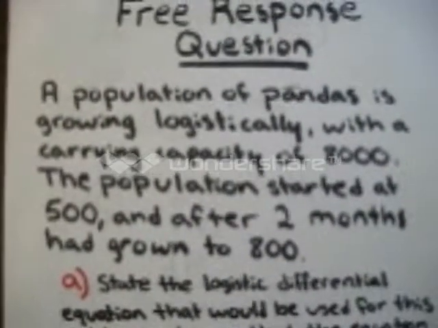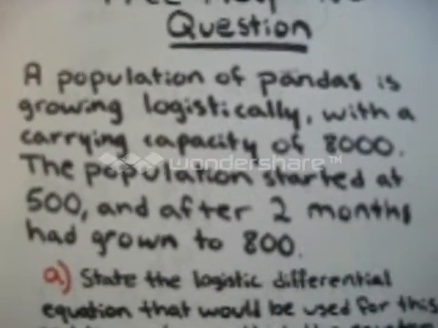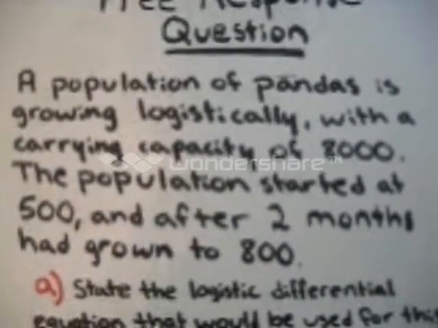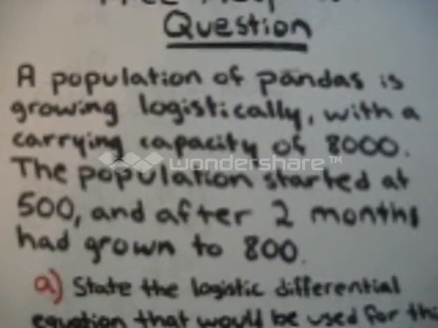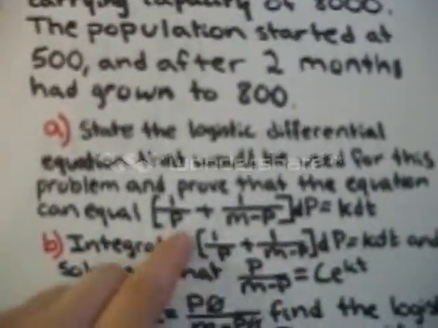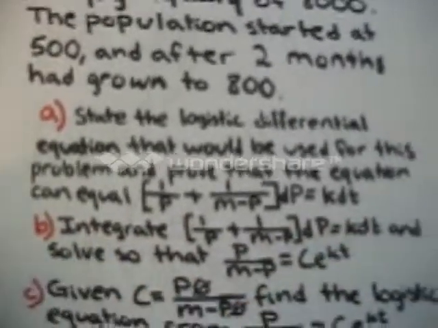Anessa and Courtney's free response question. A population of proliferating pandas is growing logistically with a carrying capacity of 8,000. The population started at 500 and after 2 months had grown to 800. So for part A, we want to state the logistic differential equation that would be used for this problem and prove that the equation can equal this equation.